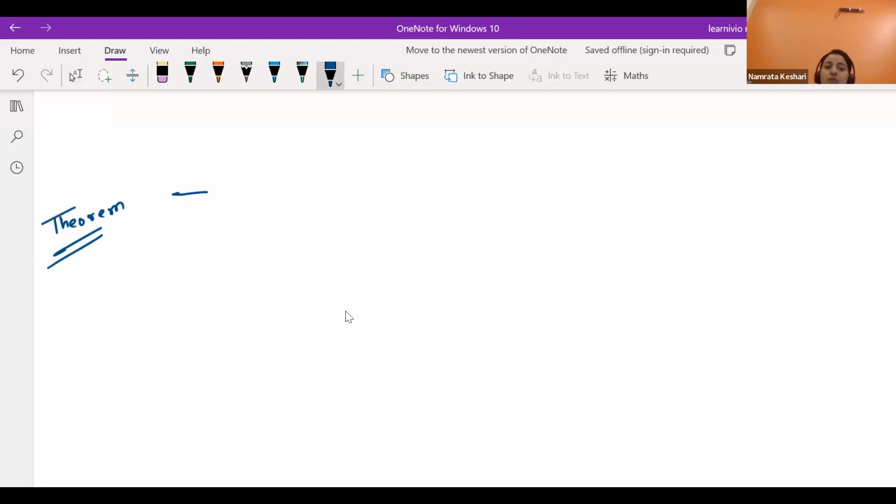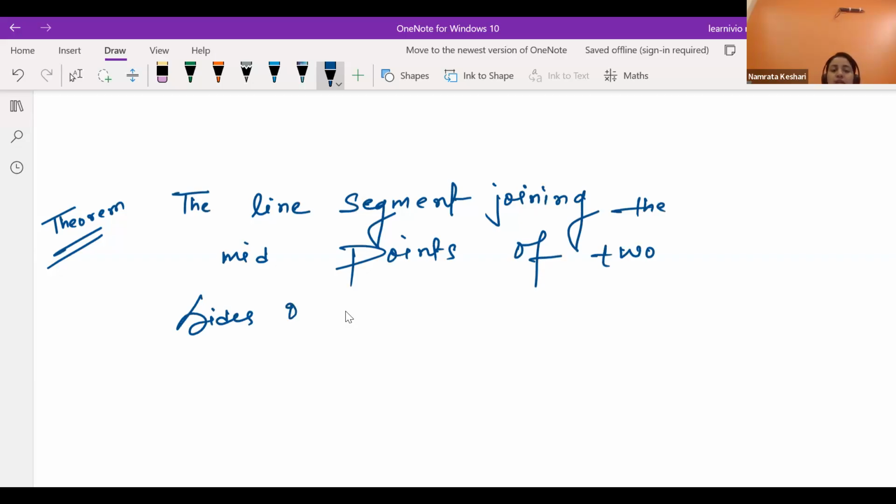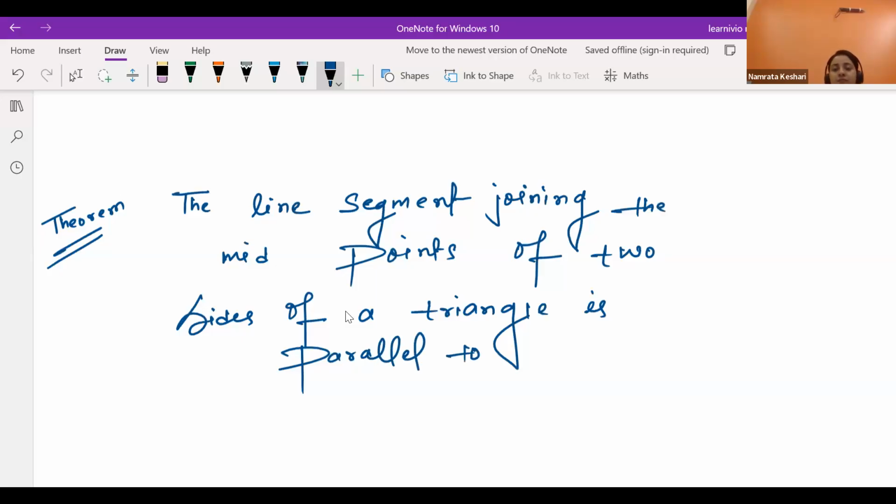And the theorem is the line drawn in the line segment joining the midpoints of two sides of a triangle is parallel. Midpoint theorem, right? Yes, it is midpoint theorem.